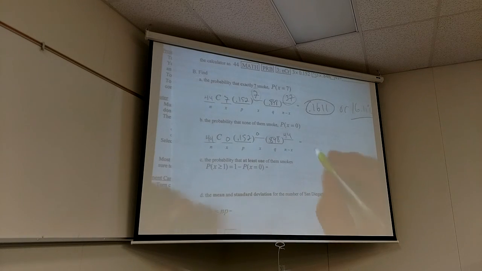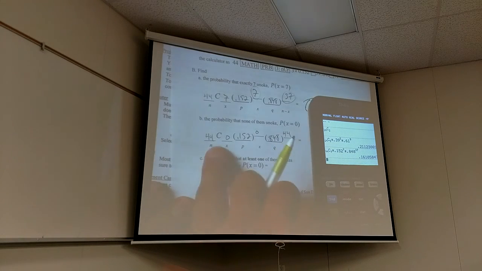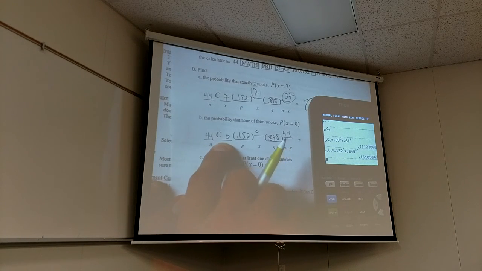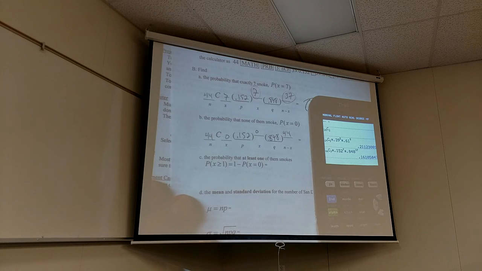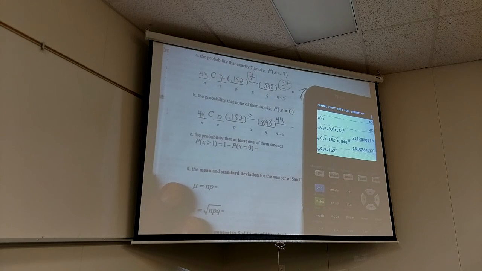So when you plug all our stuff in there, the funny thing is, 44 choose 0. How many ways is there to choose nobody from 44 people? One way, choose nobody. And so that's going to be 1, but just to put it on there, 44 choose nobody times, and what's 0.152 to the 0? 1. So notice how everything I've written so far is just 1. So you really just have to put in there 0.848 to the 44.